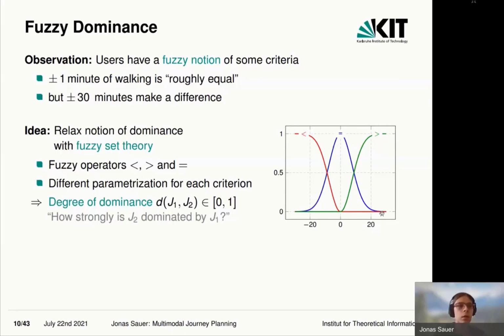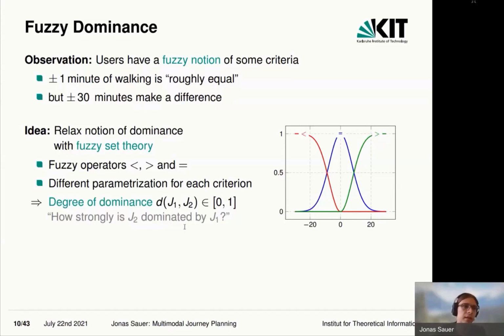So we have these fuzzy operators which tell us how big the difference between the criteria actually is, and we can parameterize those operators for each criterion. We can use different parameterizations for each criterion, which tells us how sensitive our user is to walking or to arrival time or to whatever.